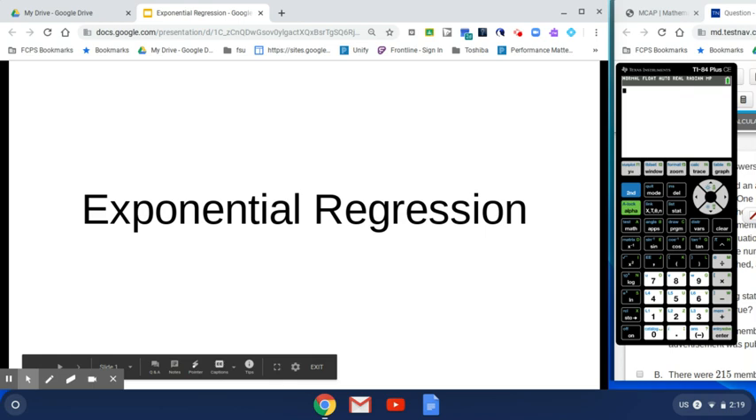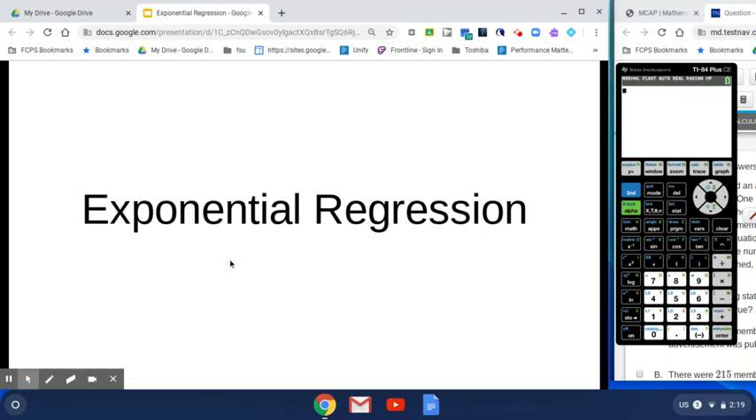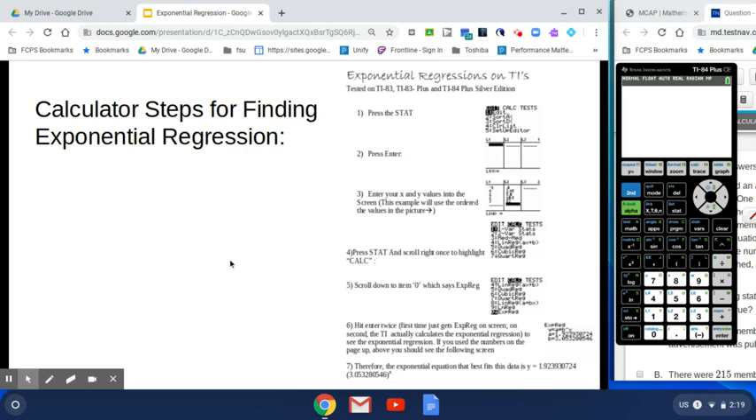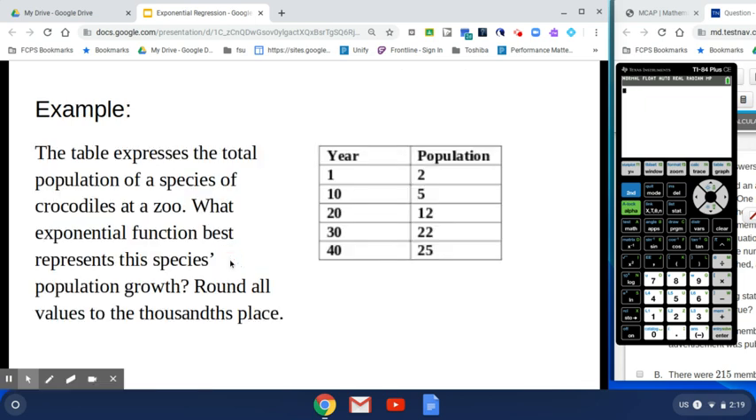Today we're going to be learning about exponential regression. Here is a list of calculator steps for your reference, so if you need to go back and take a look at these steps later, they're there for you guys. Okay, our first example, we have year versus crocodile population at a zoo.